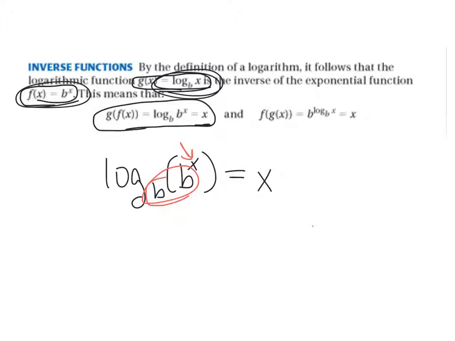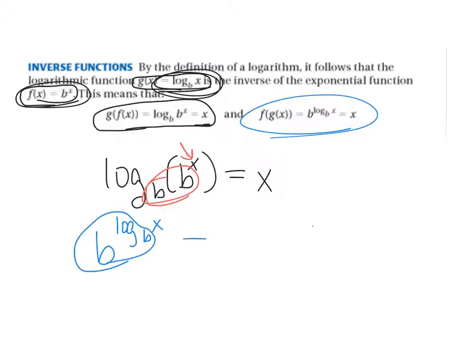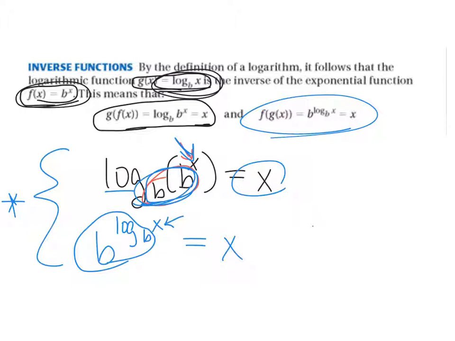And f evaluated at g. So f is b to the x, but instead of x, we write log base b of x. Well, when we take b raised to the log base b, my answer is x. Okay, this is something you have to learn. You have to know it, and this is me telling it to you. When you have log base b, b raised to something, when these match, my answer is x. When you're doing b raised to the log base b, that's my answer.